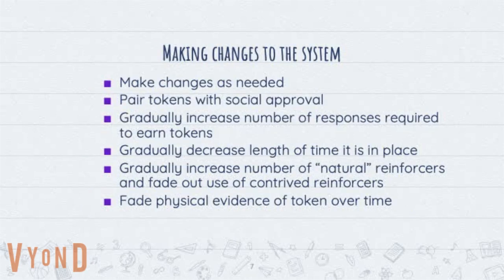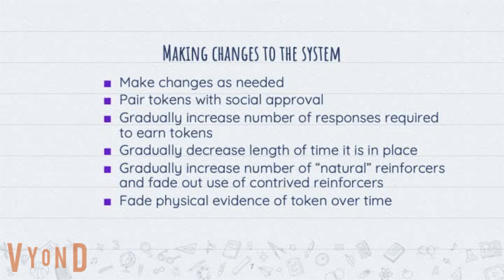It's okay to make changes to the system as needed to make sure they are successful. For example, allowing them to earn more tokens for more difficult tasks. Don't forget to pair the tokens with social praise like great job. You can start to increase how many tokens they need for certain items. For example, instead of 5 tokens for iPad time, they now have to earn 7 tokens.